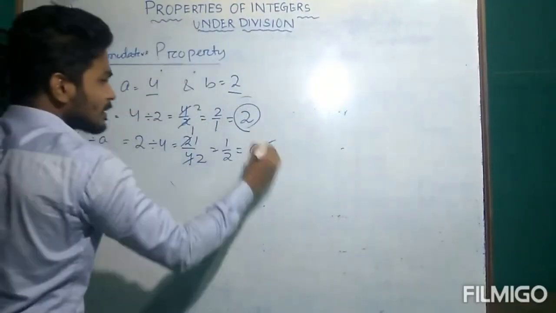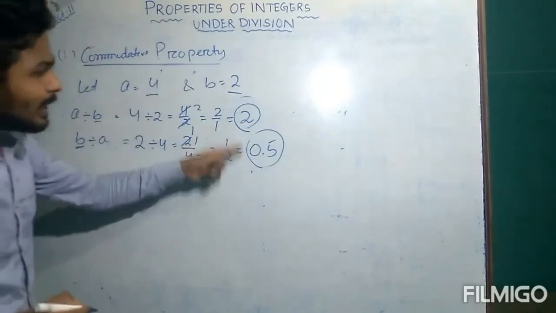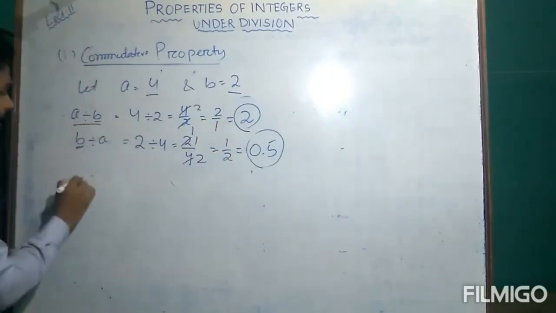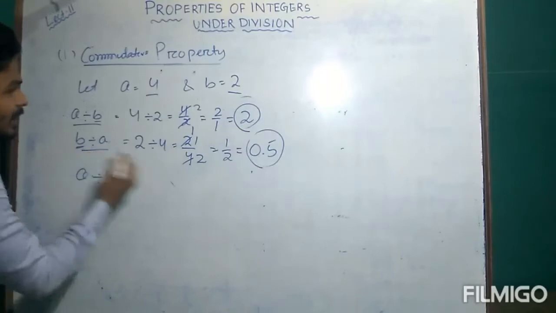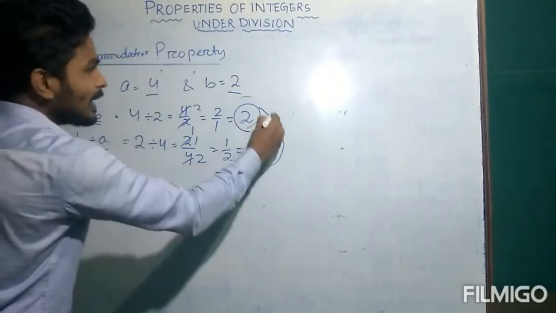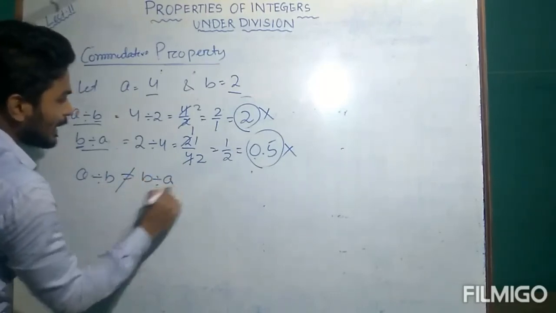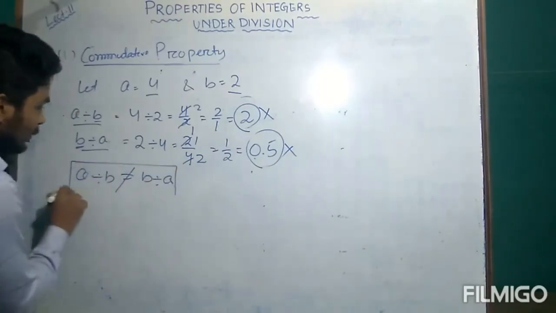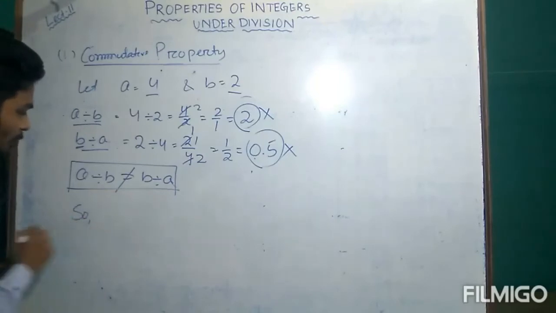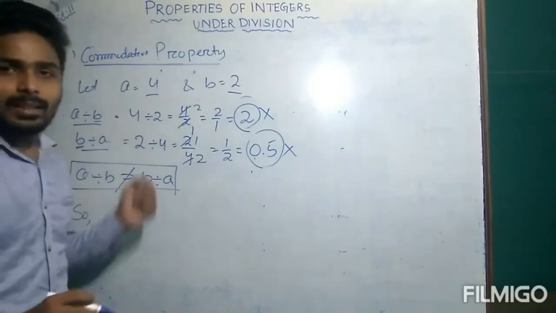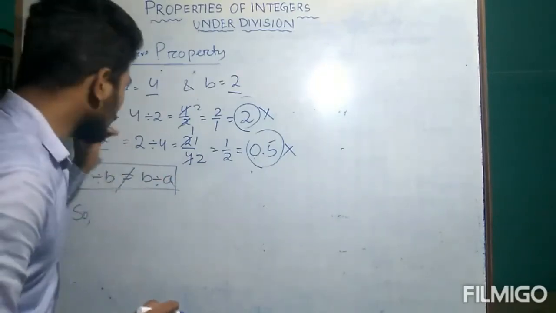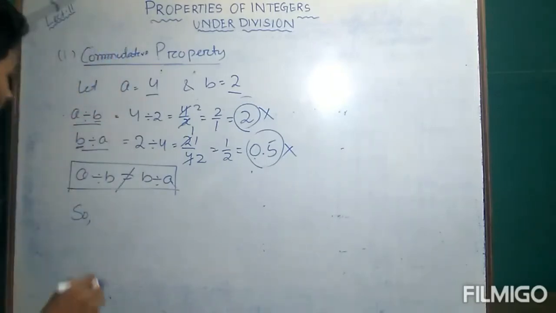So from these two results, what do we get? We get a conclusion that a divided by b is equal to, or not equal to? No, they are not equal. A divided by b is not equal to b divided by a. So what do you find? You find the division does not follow the commutative property.